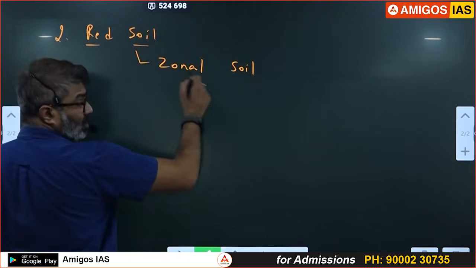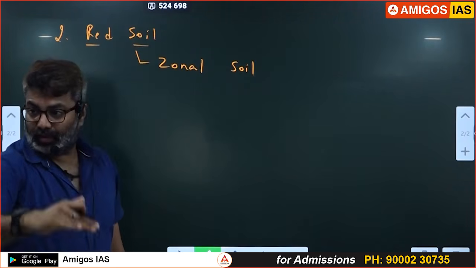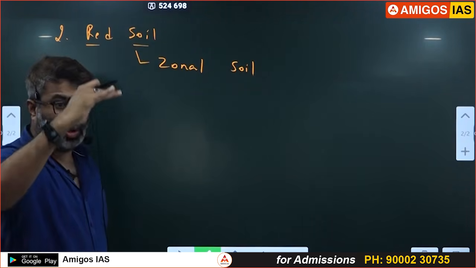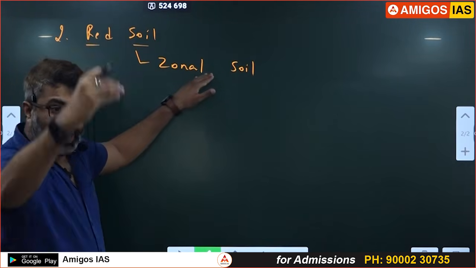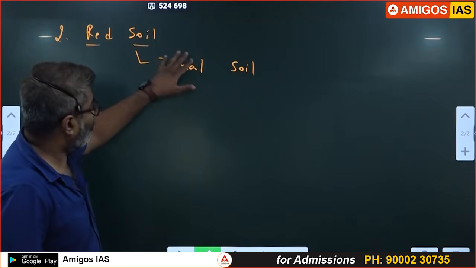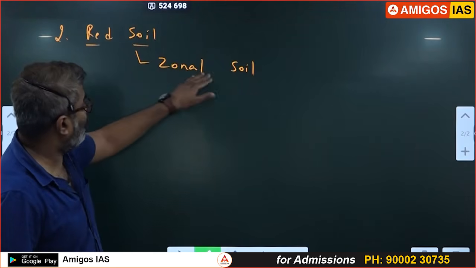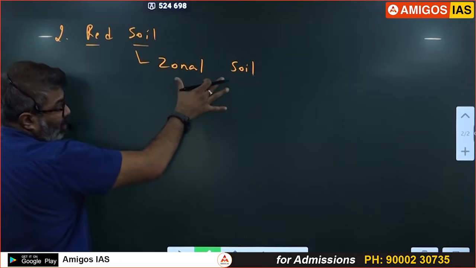Zonal soils are those soils which have a well developed profile with distinct zones O, A, E, B, C, D. Correct soil profile, plus good drainage and prolonged action of climate and time. Yesterday's class we have covered this, so I am applying that to our topic. So red soil is what type? Zonal. Check the zonal box, please.